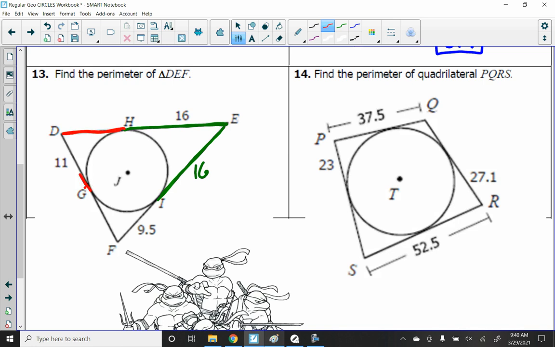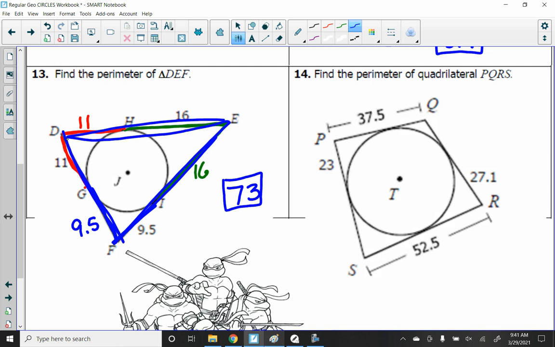Both these segments meet at D, and they have to be equal. And both these segments meet at F, and they have to be equal. So to find the perimeter, I'm adding all those numbers up. So if you do that on your calculator, 2 16s, 2 11s, and 2 9.5s, you should get 73 as the perimeter. Remember, perimeter is adding up all outside edges.